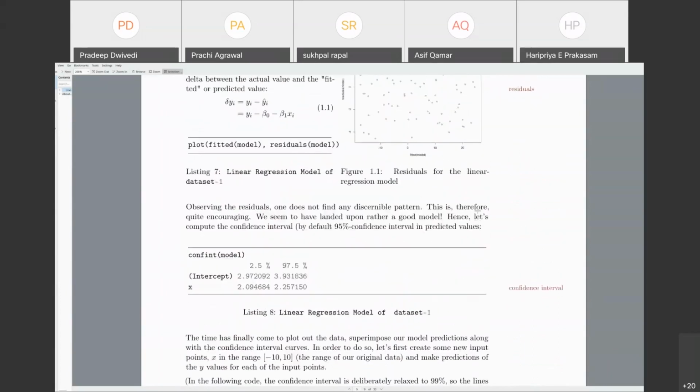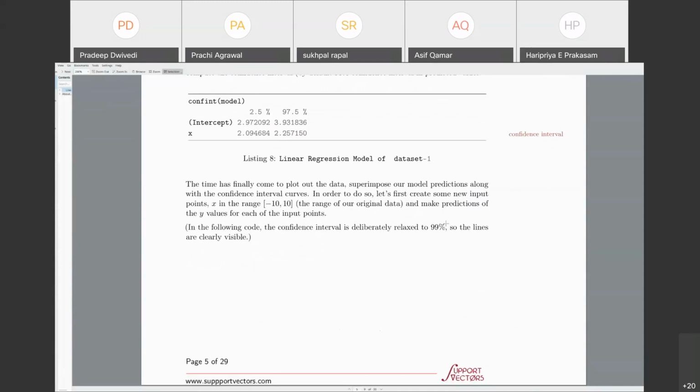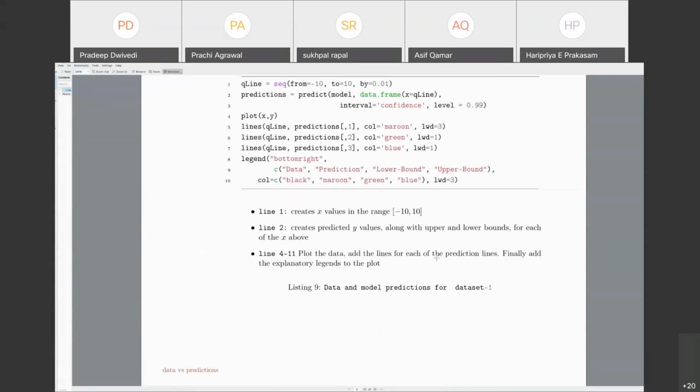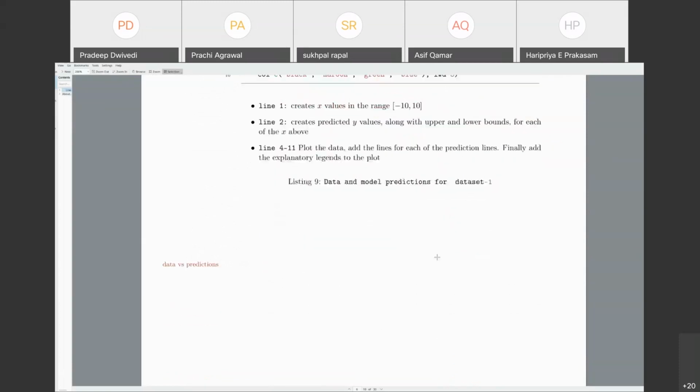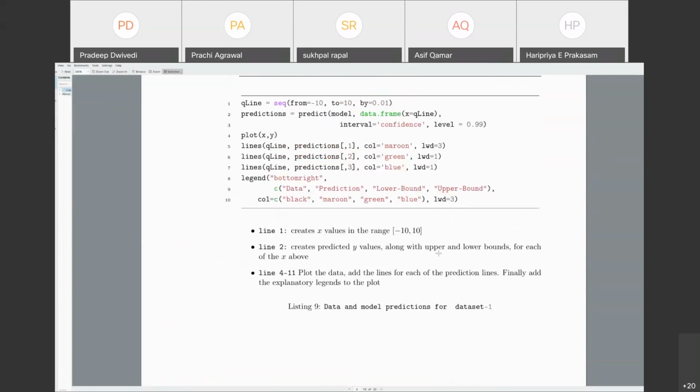Our residuals look good. It still doesn't mean that we have a perfectly good model. There is one more test you should do. You should plot your predictions on the data, and see what the data is saying and what your predictions are saying. So there is a bit of R code, and usually it's very interesting.